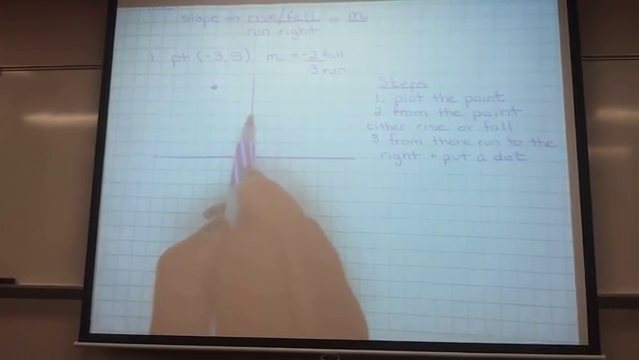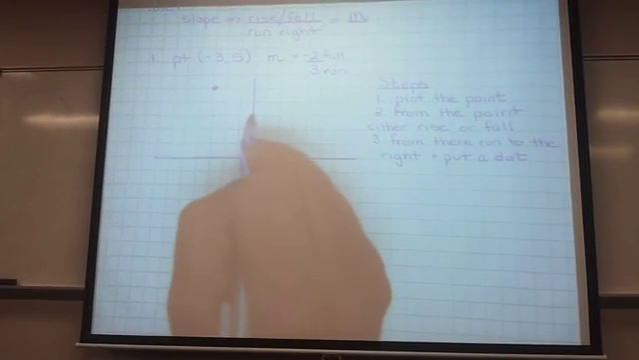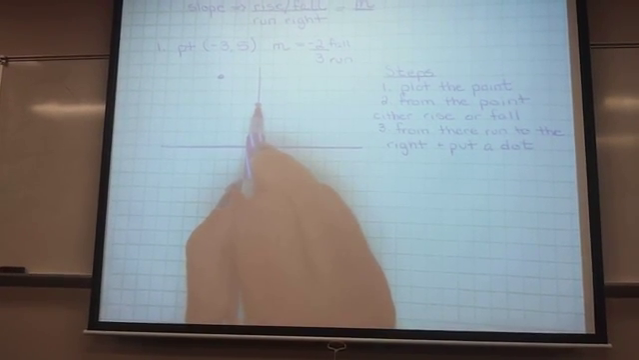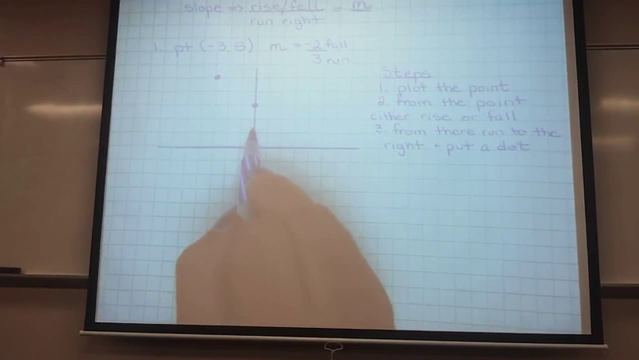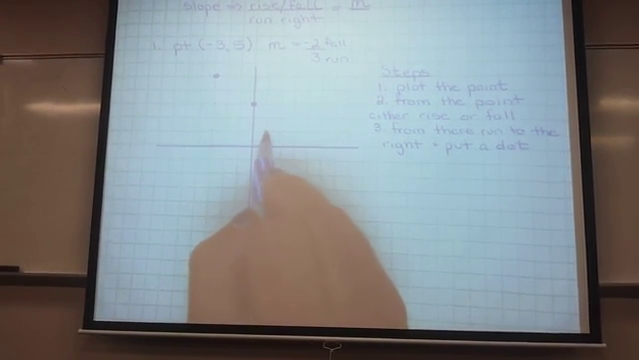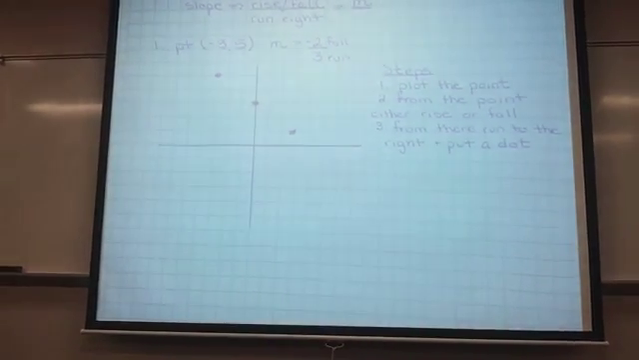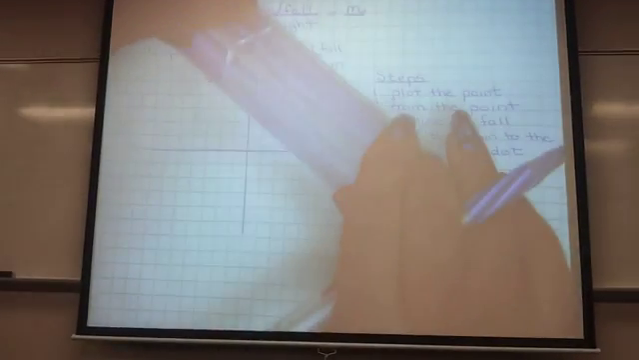Once you've done the down and the over, you can put your second point. If you want to do it again, just so you have a few more points on there, you would start there, go down 2, to the right 3. And you can do that as many times as you want. You only really have to do it twice, and then just connect your dots.